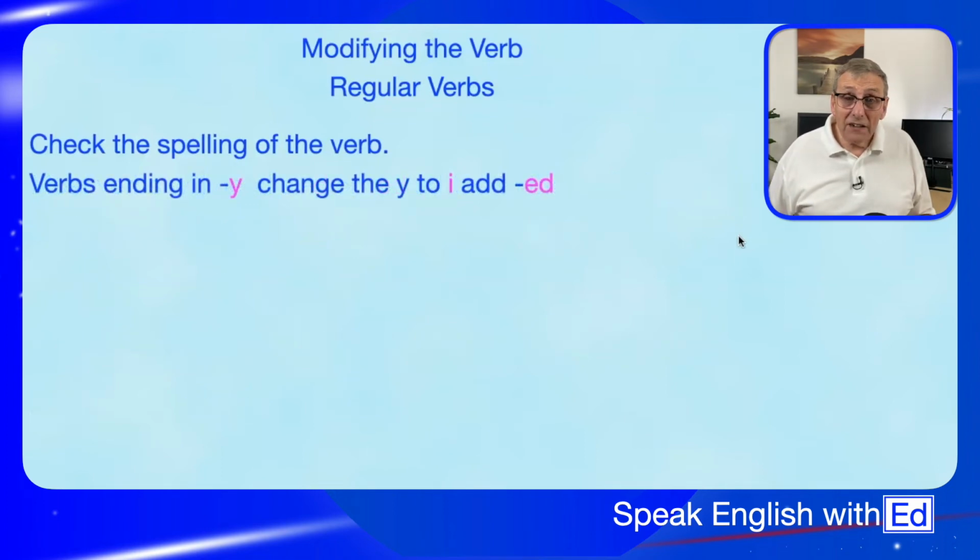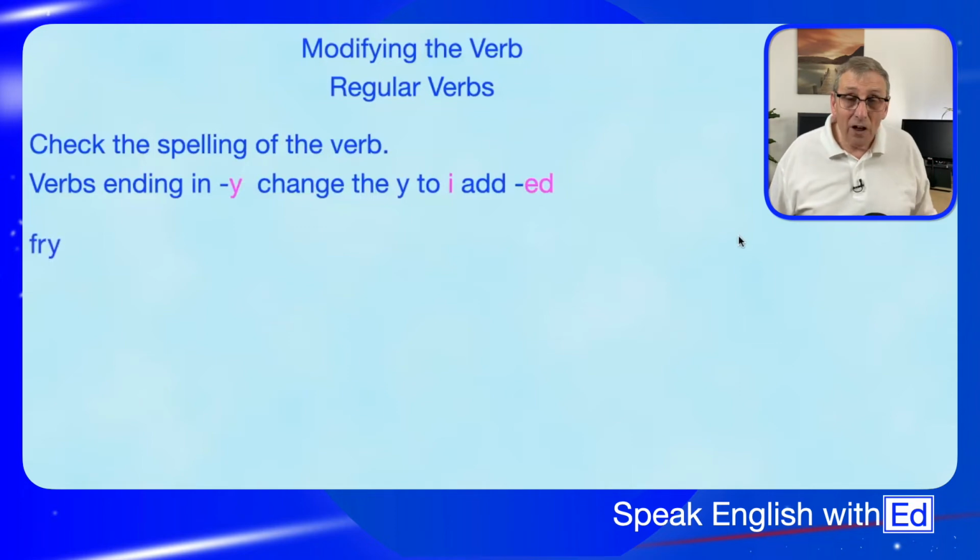So the next thing is verbs ending in a Y. If there's a Y at the end, then you change that Y. You've got to get rid of the Y, change the Y into an I, and then add ed. That's all. Just Y into an I and add ed.